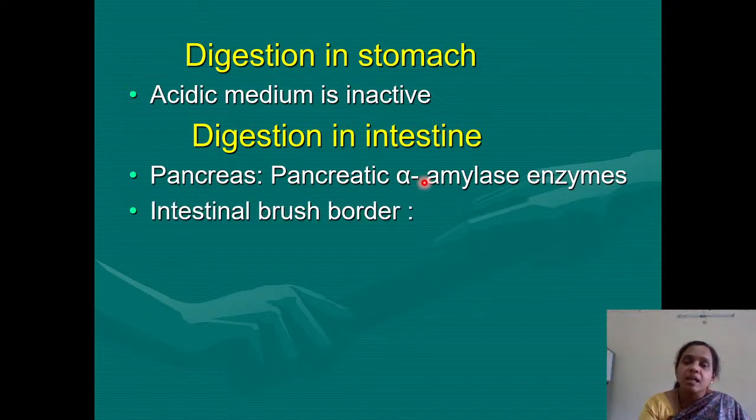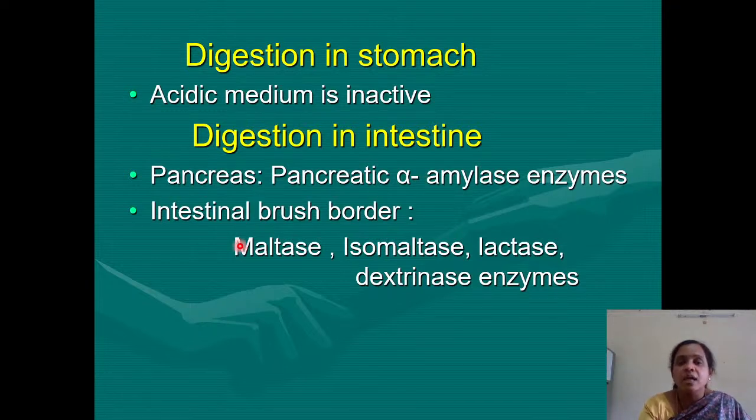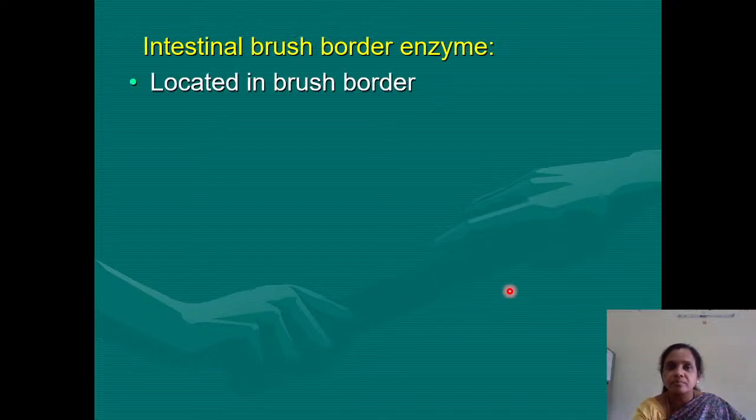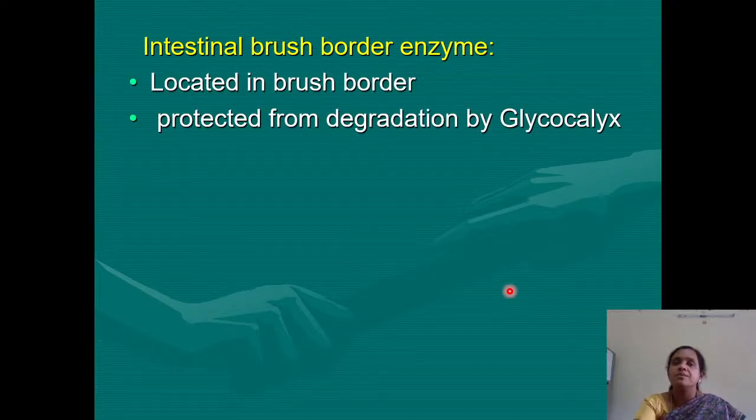Very important are the intestinal brush border enzymes. They produce maltase, isomaltase, lactase and dextrinase. These enzymes finally break the bigger, complex carbohydrate molecules into very tiny glucose molecules. So digestion does not occur in the stomach. In the intestine, in the presence of pancreatic alpha amylase, these are further broken down, and the final act is done by the intestinal brush border enzymes. They are located in the brush border and are protected from degradation by the glycocalyx.